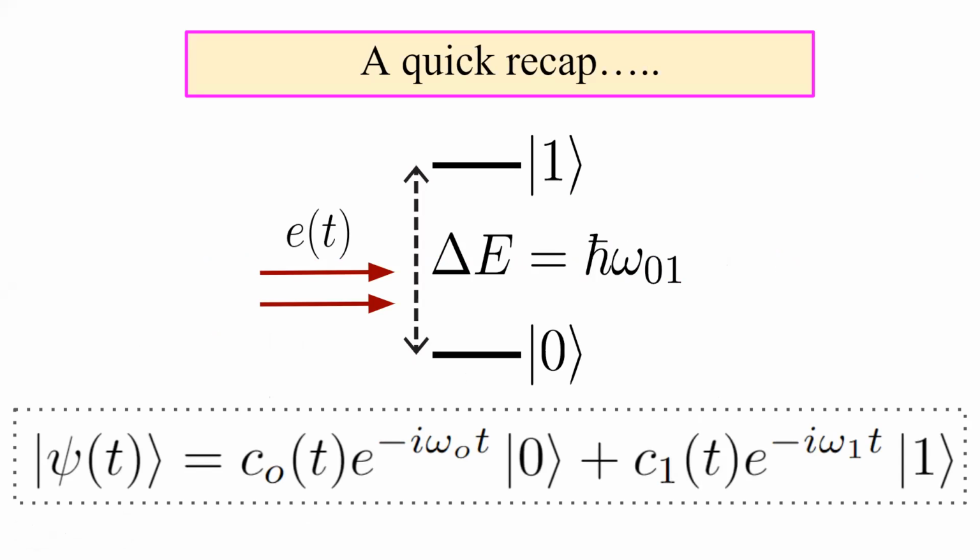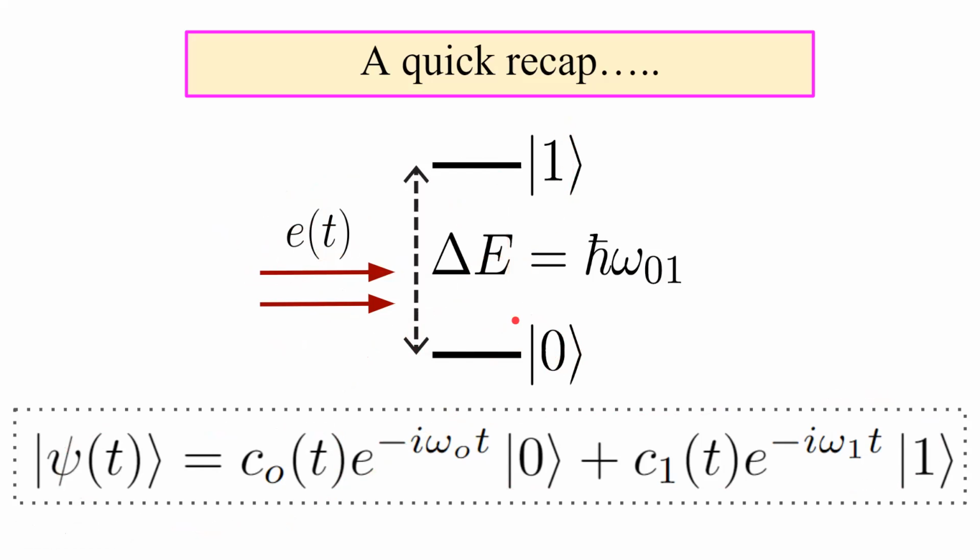In the previous lecture, we had talked about a two-level atom, which has two discrete energy levels denoted by ket0 and ket1. These are the energy eigenstates, separated by an energy delta E, which is basically proportional to omega 01. There is a frequency difference between these two energy states. Now, when we drive or excite this two-level system with an external electric field, which is a function of t, what happens is that oscillation between the level 0 and 1 begins.